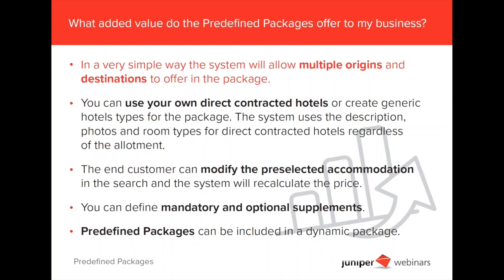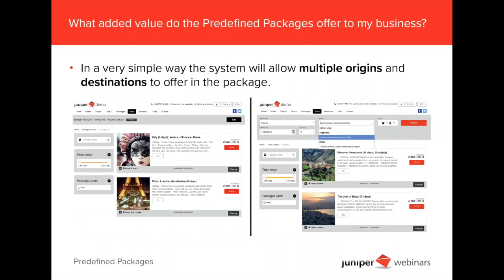What added value do the predefined packages offer to my business? In a very simple way, the system will allow multiple origins and destinations to offer in the package. Let's see, here we have two examples. On the left side, we have two packages to Europe. One is to Italy and the other one to France. So whether I search for Italy or for Europe, I'm going to find the package always. On the other side, I have packages to America from different origins. So I have Buenos Aires, Argentina, or Rio de Janeiro, Brazil.